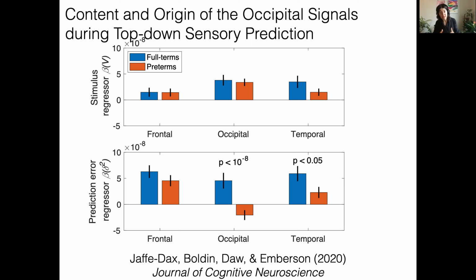And the way we interpret this, because we don't expect the occipital lobe to be doing these error calculations on its own, that's not the role we think the visual system plays, is that in the full-term babies, the occipital lobe is getting that information from the frontal lobe, that there's some connectivity there. We can't directly see it, but that's our inference. And that connection is not present in preterm babies. The frontal lobe is tracking the error over time, but it's not communicating that error back to the occipital lobe.